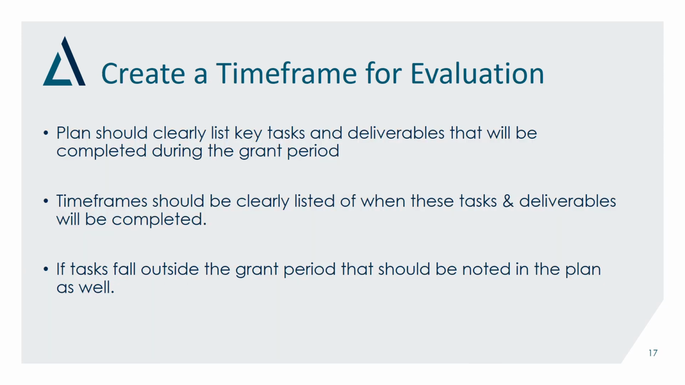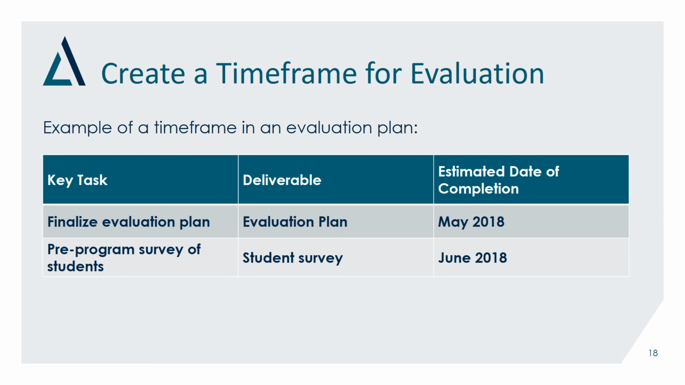We've come to the last step in writing an evaluation plan, and that is creating a time frame for your work and establishing a budget. You should create a document that lists all the key tasks and products or deliverables you will produce during the grant period. Be specific about when each task will be completed and when you will have a deliverable to share with others. If there are any key tasks or deliverables that will fall outside of the grant period, please note that as well. Here's an example of how you can communicate the evaluation timeframes.